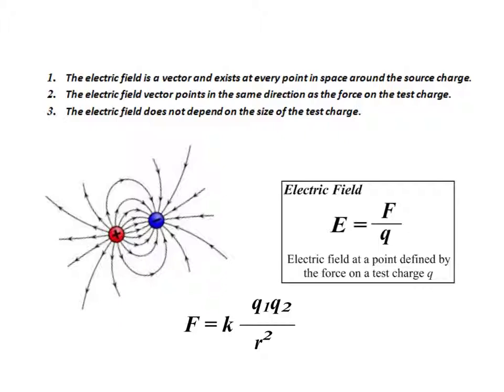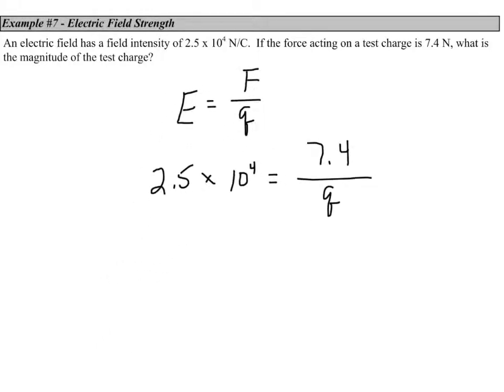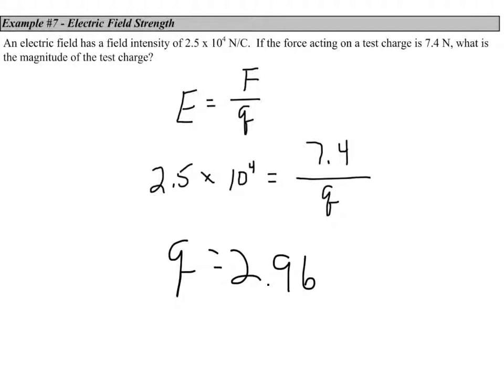Let's take a look at a couple of example problems. Here we'll start with a pretty simple example of this electric field equation. We have an electric field with a field intensity of 2.5 times 10 to the 4 newtons per coulomb. The force acting on a test charge is 7.4 newtons. We want to know the magnitude of the test charge. This is a pretty simple use of this equation, and we end up with a charge of 2.96 times 10 to the negative 4 coulombs.